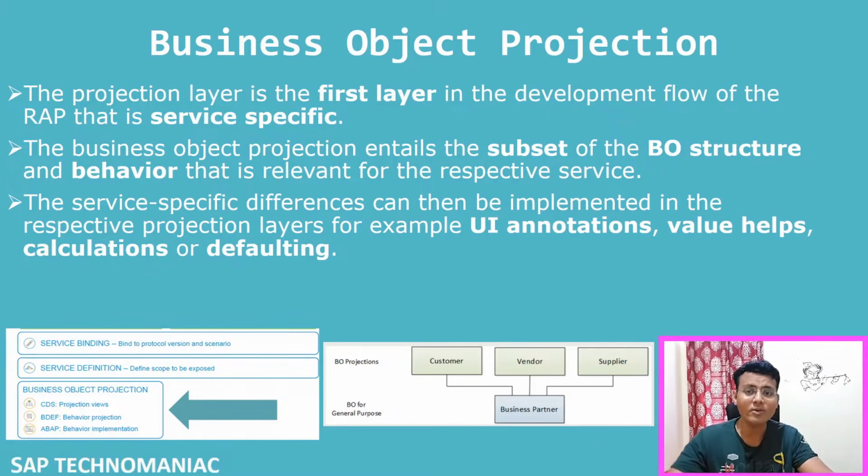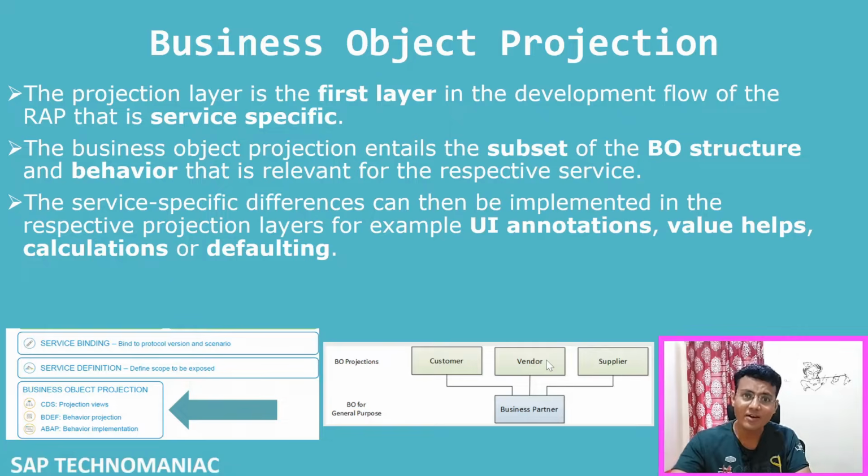Not only that, apart from defining these different BO projections, one more advantage is that we can define the service specific thing in this particular business object projection. For example, I want to display a different UI in the front end for the customer and a different UI for the vendor. So I can do UI specific things for the customer and vendor projected BO differently in this layer, and we can create different value help, calculation, defaulting of the values based on our service specific needs in this layer. That is a very basic advantage.